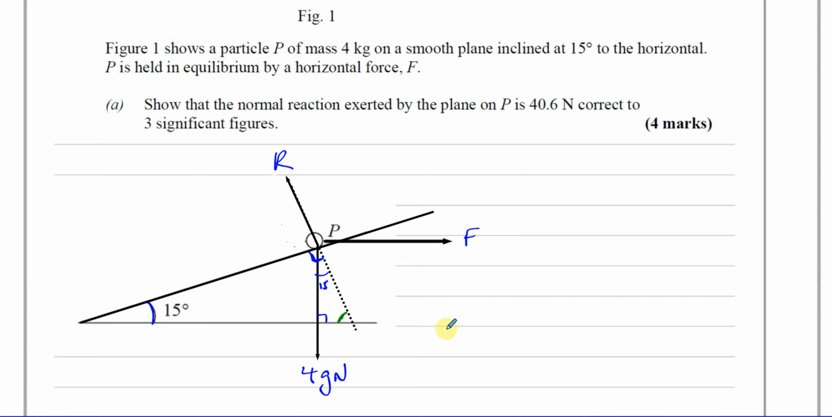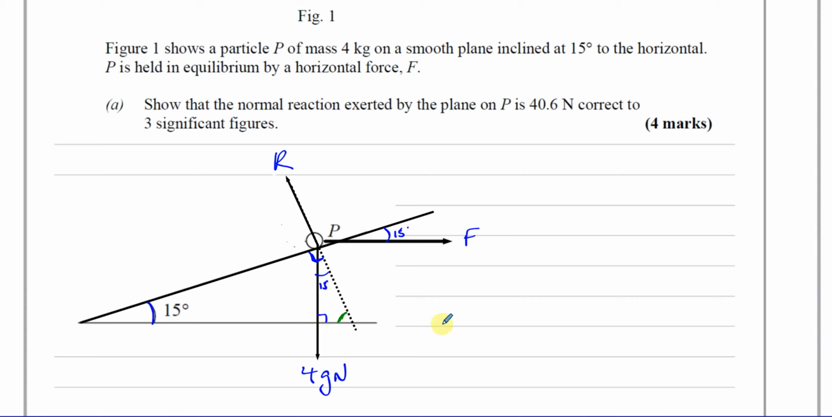Next, we want to show that the normal reaction force is 40.6. As I said, what I would normally do, and we know this angle is 15 by the way as well, is resolve my forces perpendicular and parallel to the plane. But in that case, I'm going to have to resolve F parallel to the plane and perpendicular to the plane, and the weight parallel to the plane and perpendicular to the plane, in which case I'll have equations with F and R in it. So I'd have to find what F is first, and only then will I be able to find what R is.